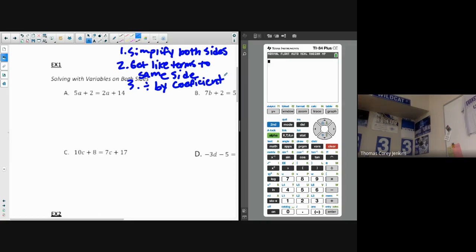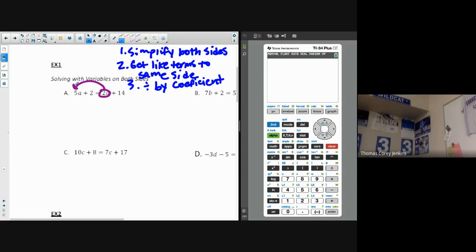All right, so 1a. So don't need to simplify either side, no like terms on either side, no distributive property. So we're ready to go to step 2, which is get like terms to the same side, right? So I can either choose to move 5a over there or 2a over there. Now you're always going to see me choose the smaller coefficient. If I move the smaller coefficient, then my coefficient will always be positive, okay? So I'm going to choose to move this term over to this side, okay?